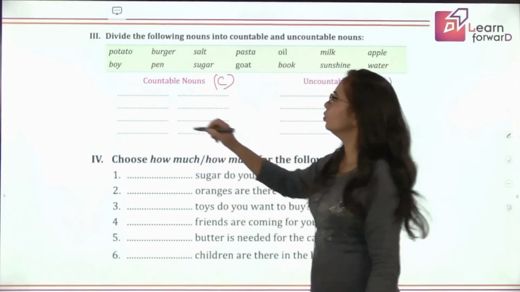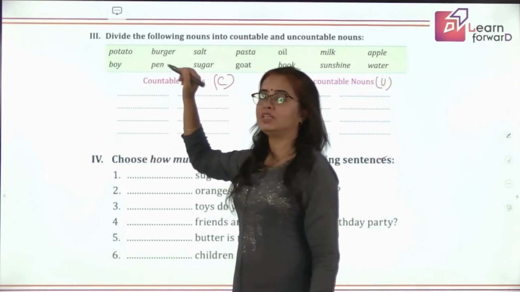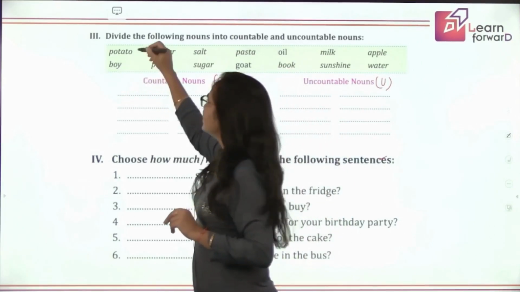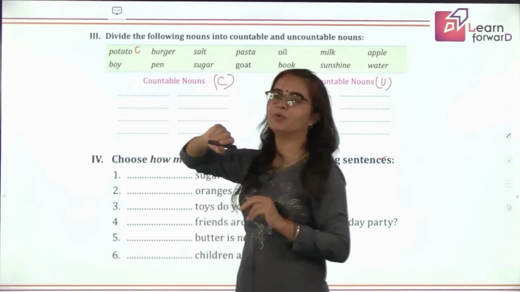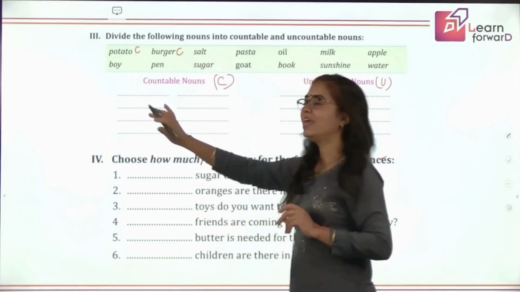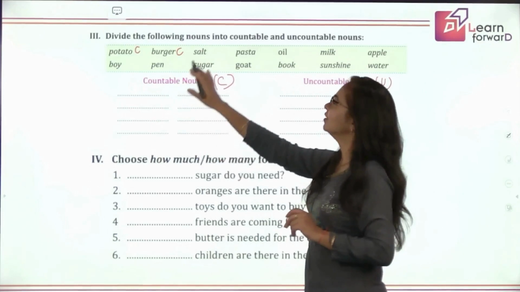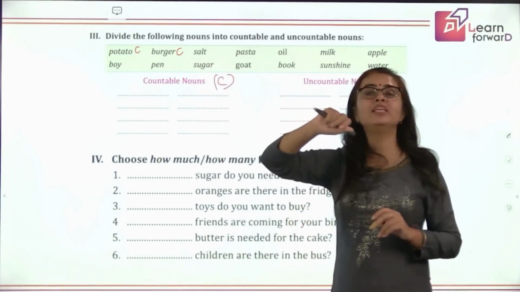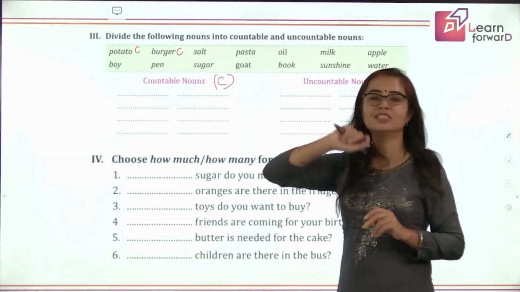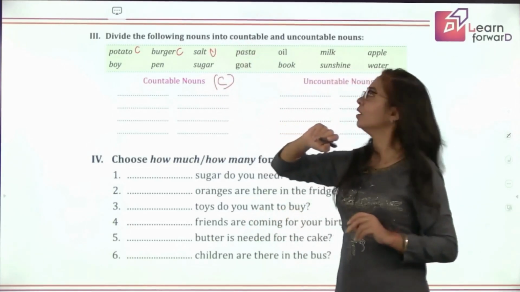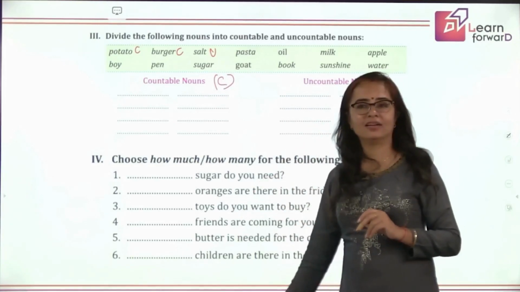Let's quickly do them. You'll just tell me whether these are countable or uncountable. Potato. Yes, that's countable. You have the singular plural. Burgers also you can count. So it's a C here. You'll write in this list. Salt, can you count? You say, give me a pinch of salt. You don't say salt and salts. So it is uncountable.